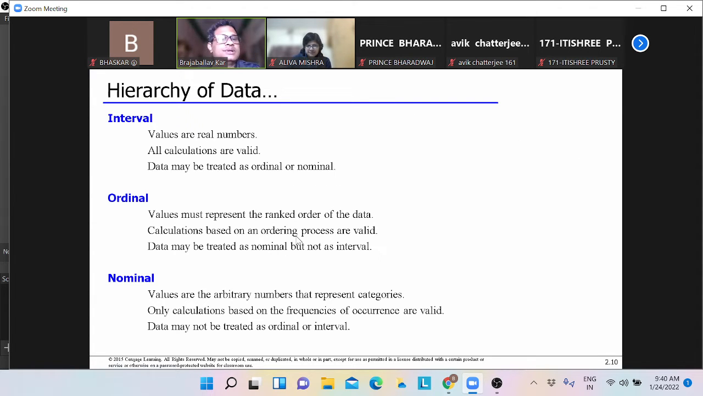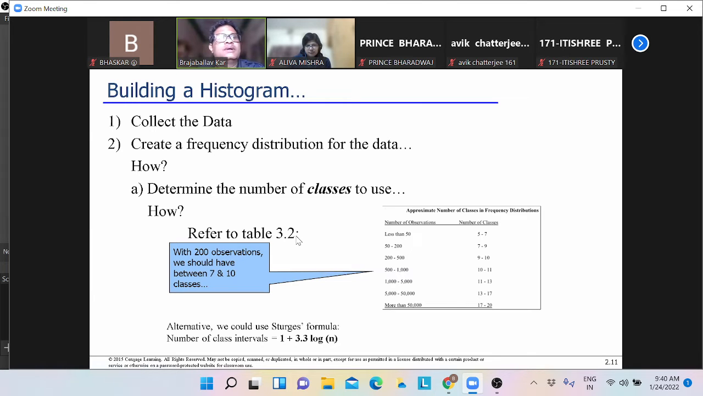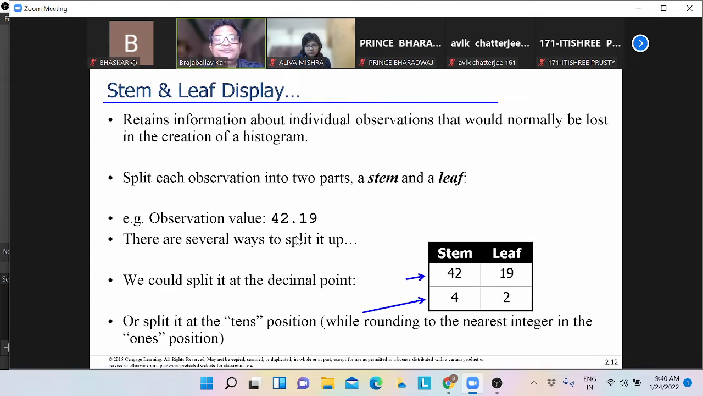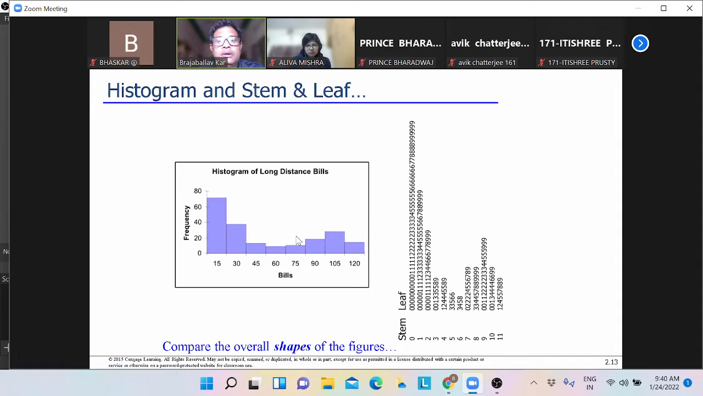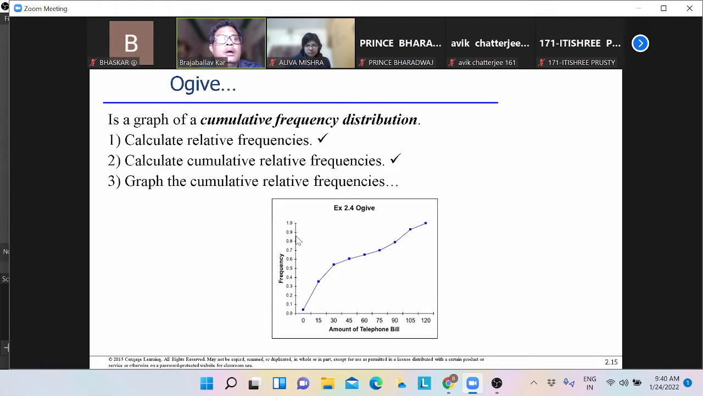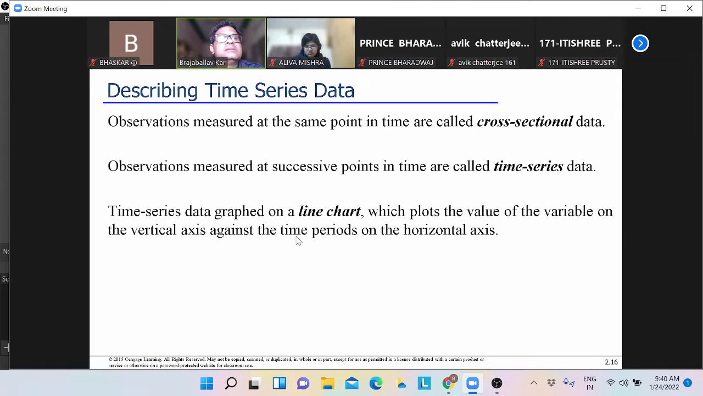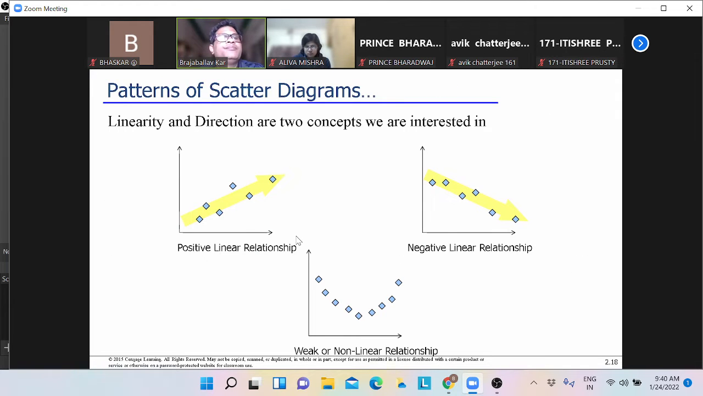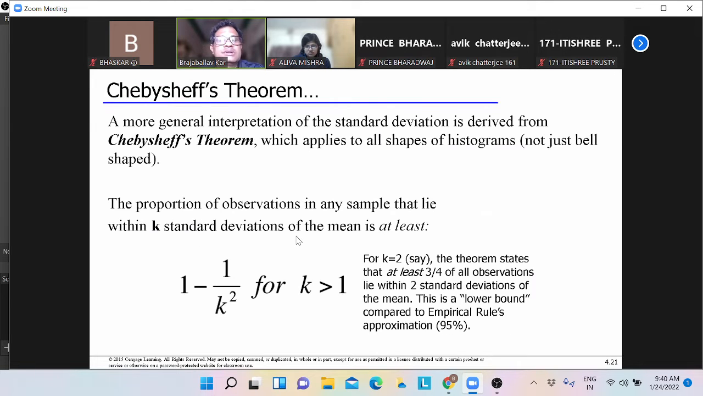We have discussed this. How to build a histogram, we have discussed. Stem and leaf plot, we have discussed. Time series data as well, we have discussed. Chebyshev theorem we have discussed.